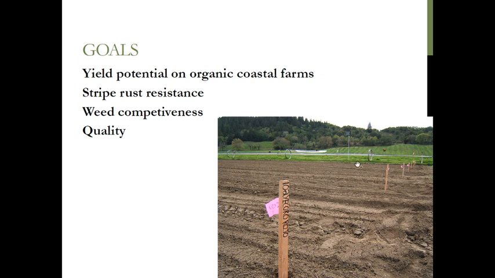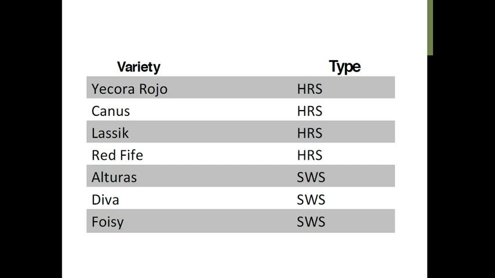So based on those criteria, and also a desire ideally to find things that were available as organic seed, were available without having intellectual property restrictions like plant variety protection or patents, or plant back restrictions from contracts. We went through and found a mix of hard red and soft white varieties that had performed well in other organic farms in the past.